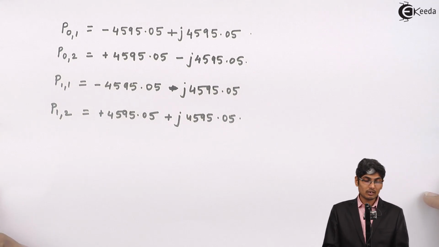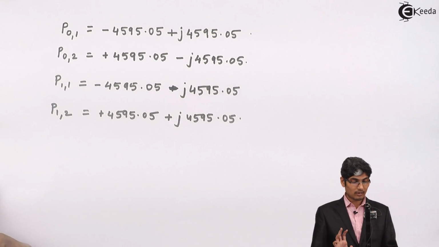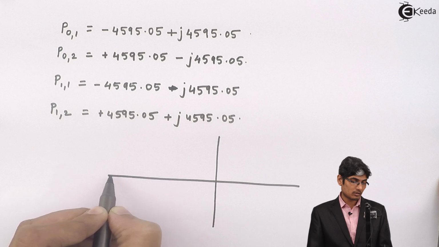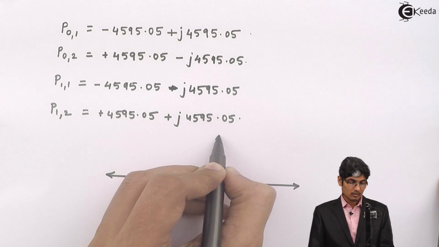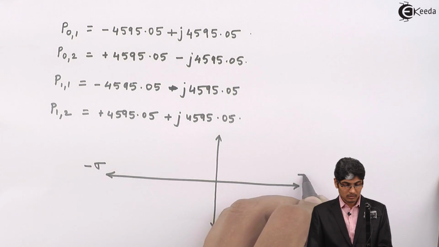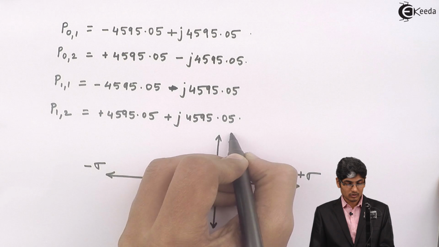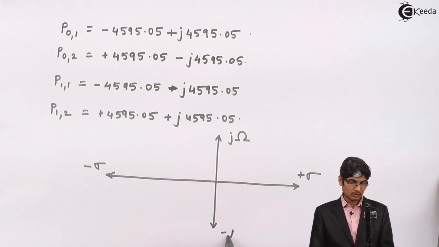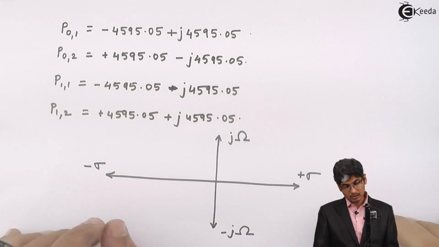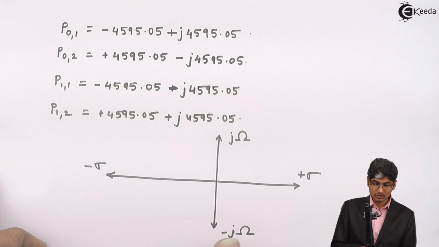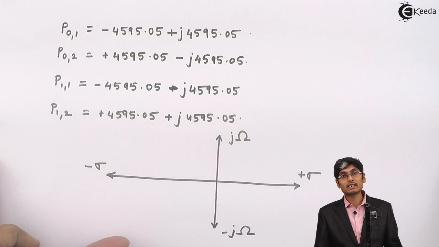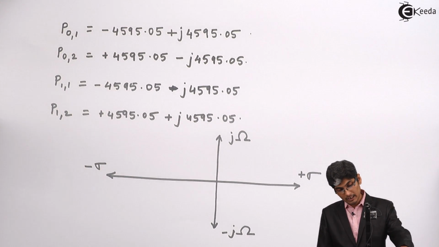Okay, so this is P01, P02, P11, P12, 4 values. If I plot them on an S plane, where this is minus sigma, this will be plus sigma, this is j omega, this is minus j omega. Now with this I will just plot random positions. We will not be up to scale while plotting. It will be just 4 positions that I wanted to show, to show how the plot will look.